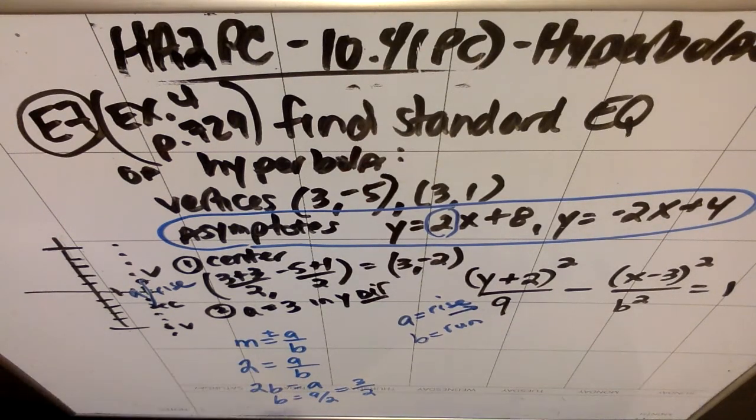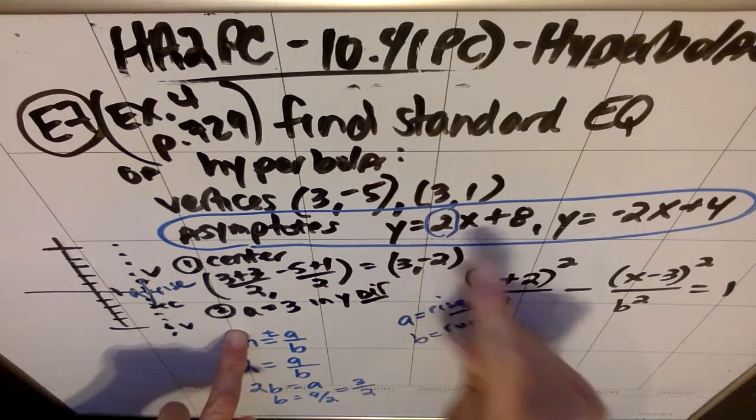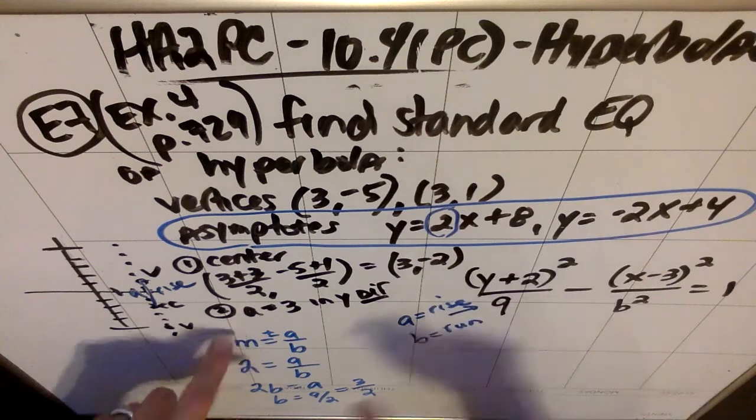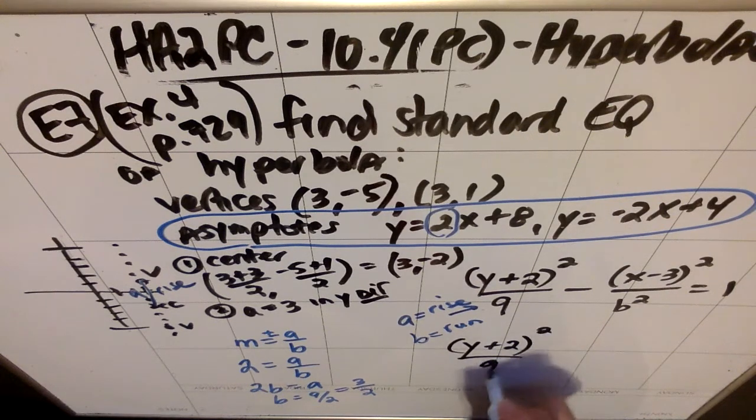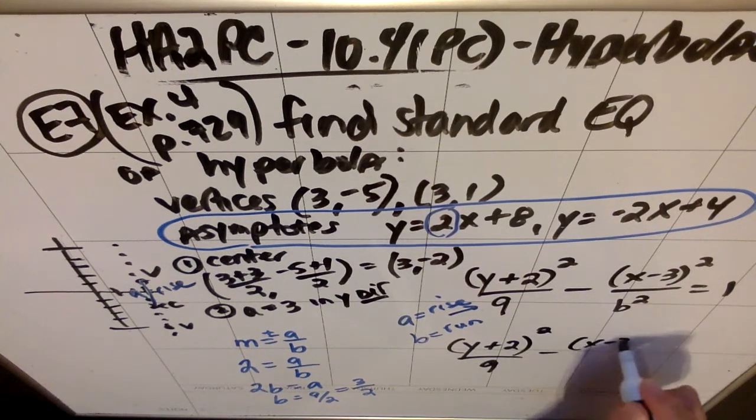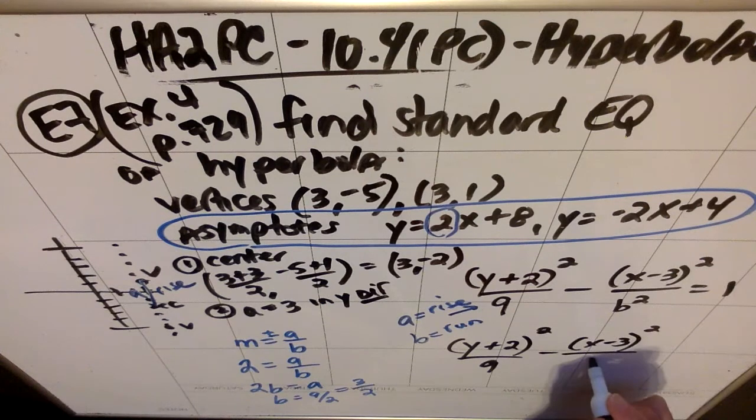Once I know that, I can write my equation. Again, the plus or minus was irrelevant because that's why I have a positive and -2 as the slopes. I really only care that a over b is a 2, and b and a are always going to be positive quantities anyway. So this b squared is 9/4. So the answer I'm going to end up with is (y + 2) squared over 9 minus (x - 3) squared over 9/4 equals 1.